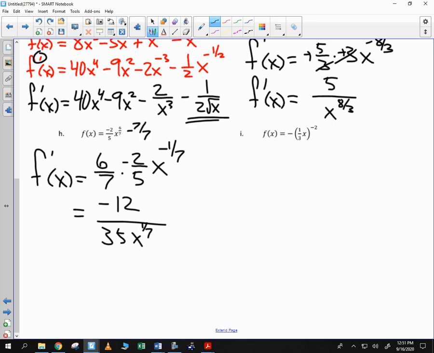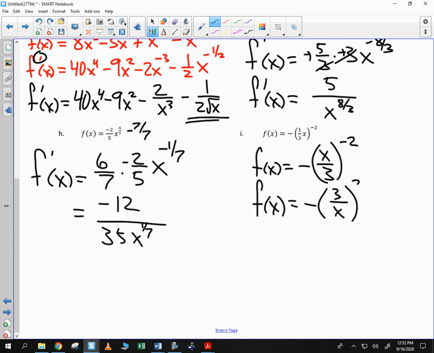It's so important that it's written as x to the nth power. This is not written that way. You have to write it so it's x to some power. I've got the negative 2 on the outside. I'm first going to write this as f of x is equal to, I've got the negative, and this is 1 over 3x. So I'm going to write it as x over 3, and that's raised to the negative 2. Or f of x is negative, and this is going to be 3 over x squared. Or f of x is equal to negative 9 over x squared, or negative 9x to the negative 2.